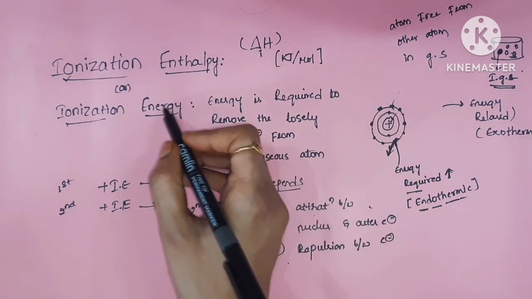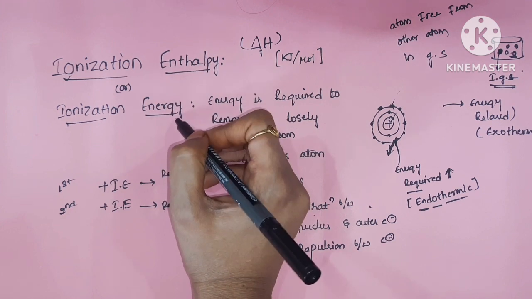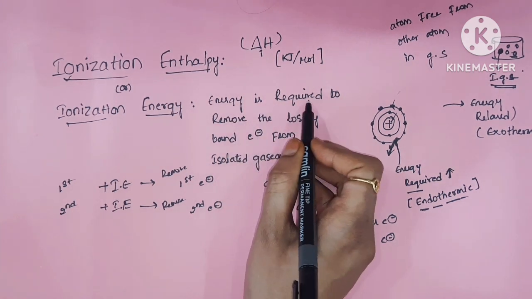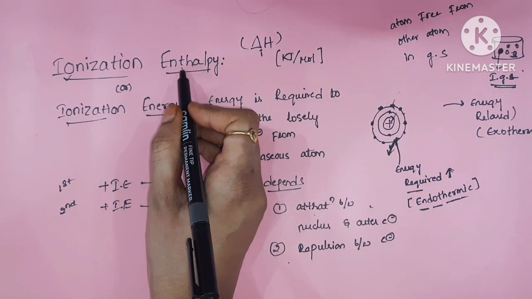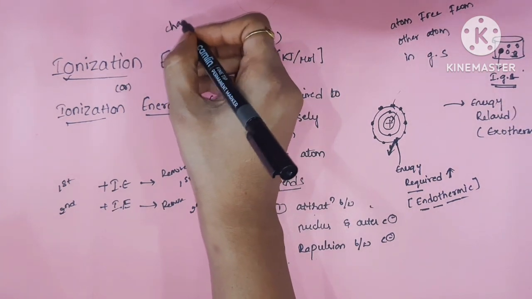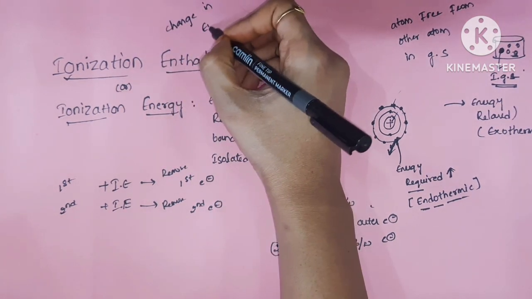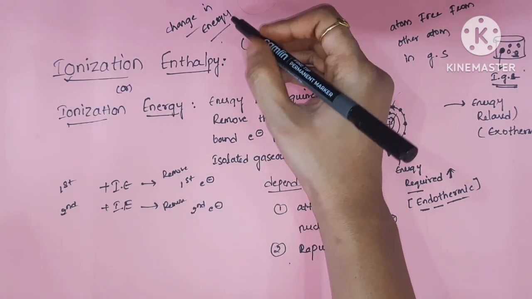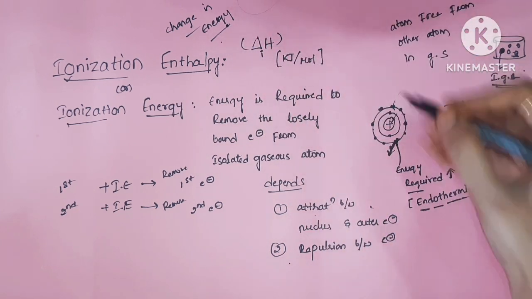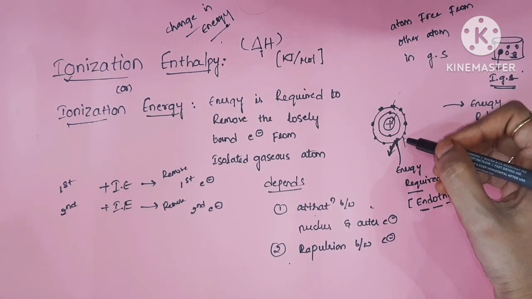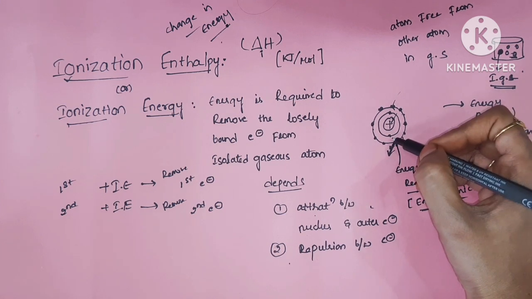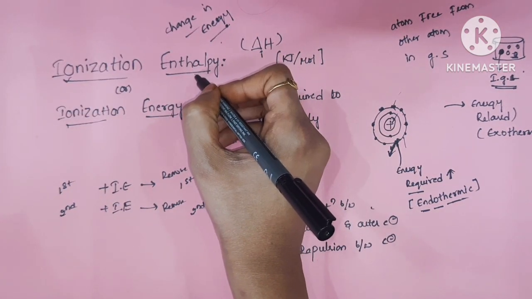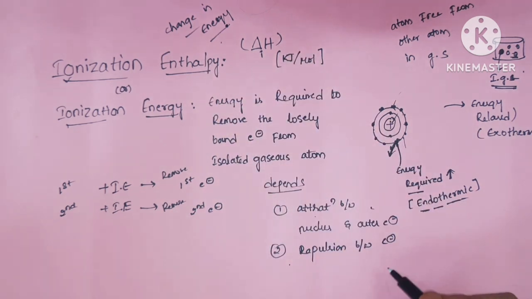What is the difference between ionization energy and ionization enthalpy? Ionization energy is just the energy required to remove the electron, and ionization enthalpy is the change in energy. Enthalpy means change in energy: the change in energy of 1 mole of gaseous atoms when outer electrons are removed. Both are the same, with just a little difference between them.